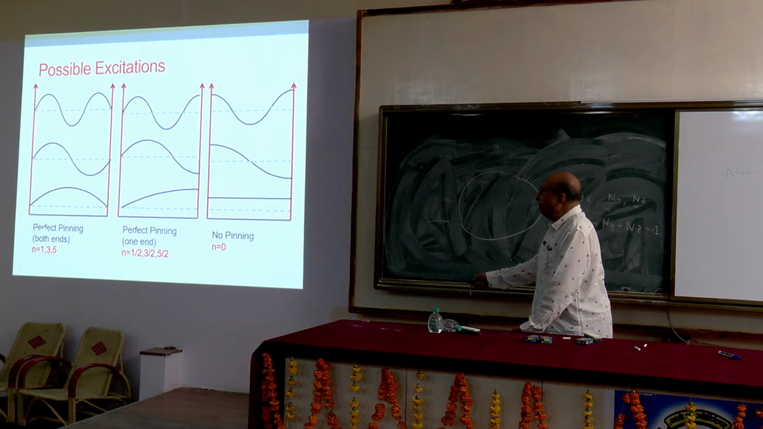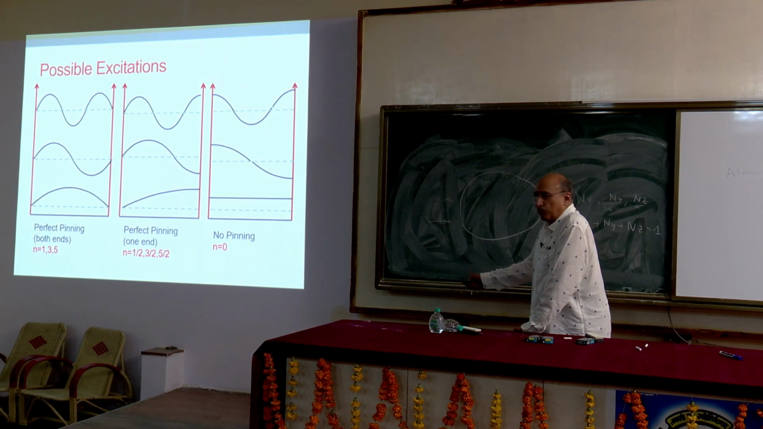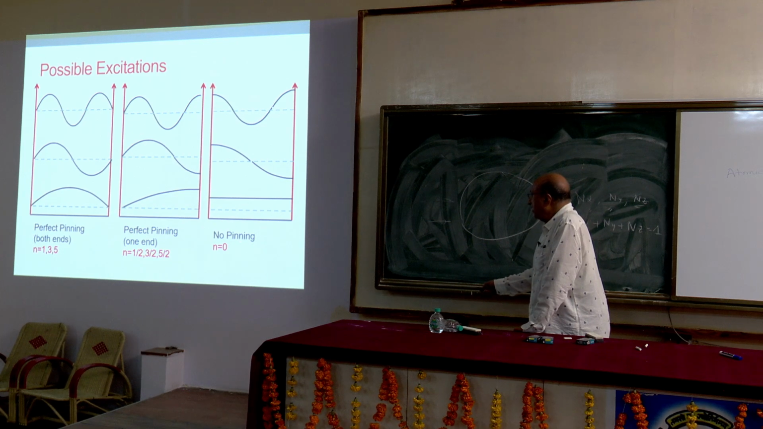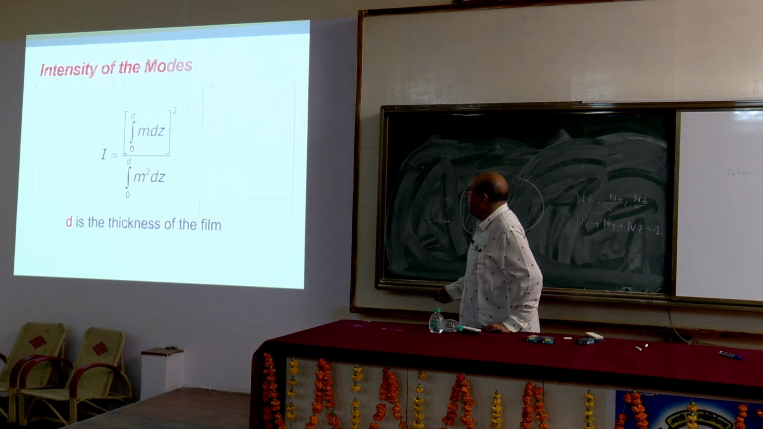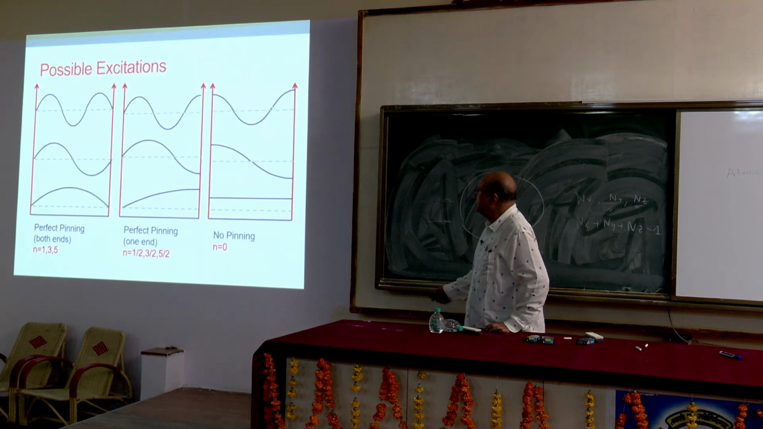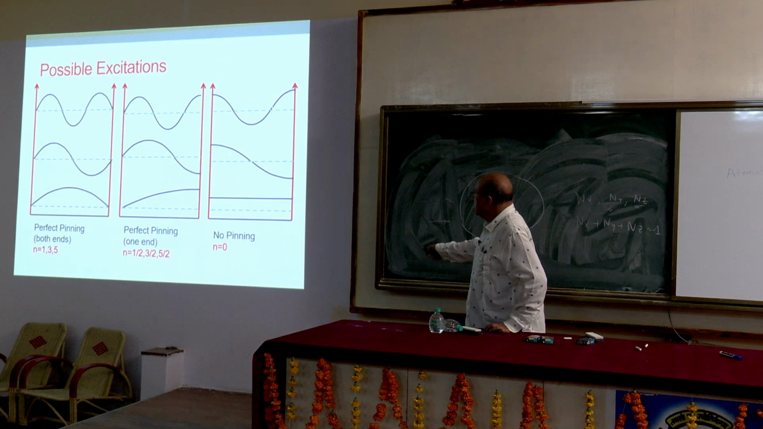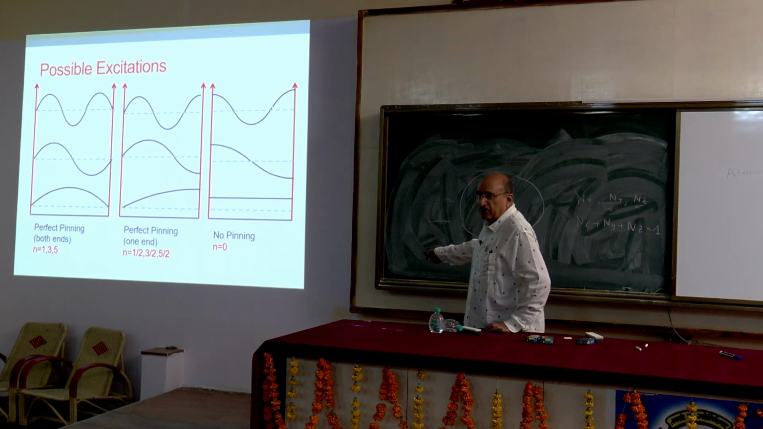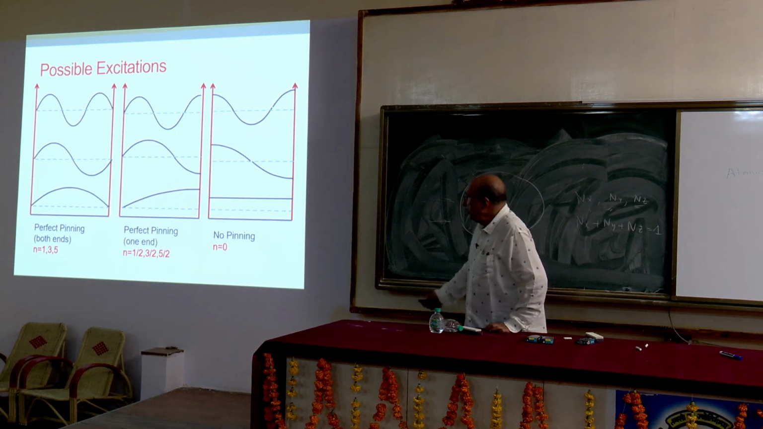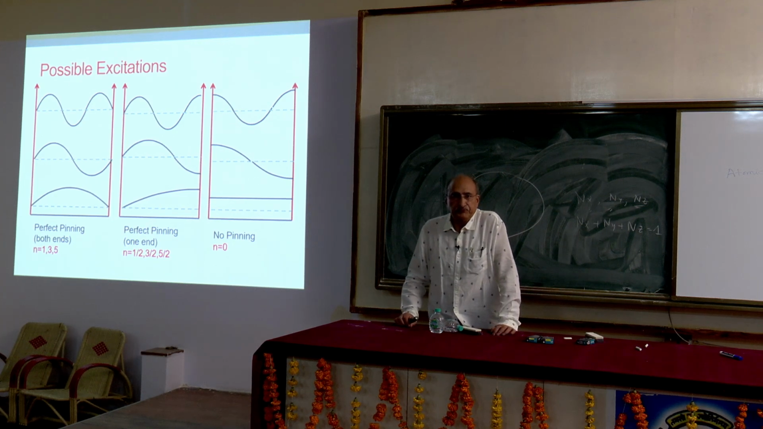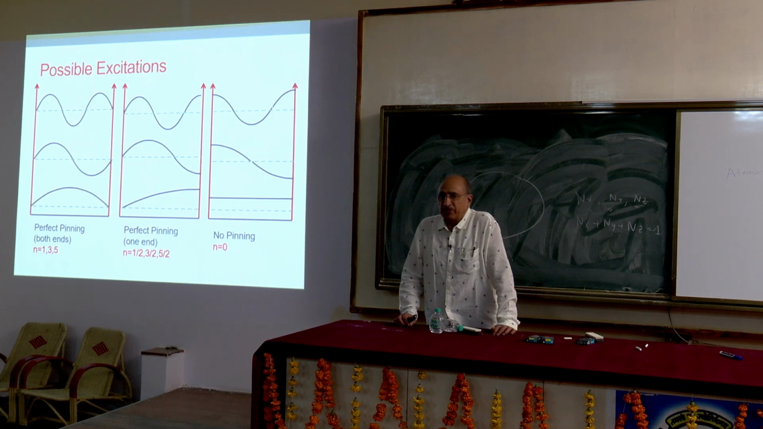One is what we call perfect pinning, where you will have these types of modes. Another is perfect pinning on one end, with the other end free. Third is no pinning at all. Because the intensity depends on the integral of m dz, this area and this area are going to be the same, so the intensity will be 0 here. If you take the integral of m dz, that will give you 0. So in this case there will be only uniform precession. If there is no boundary condition at the surface, then only uniform precession will be excited.